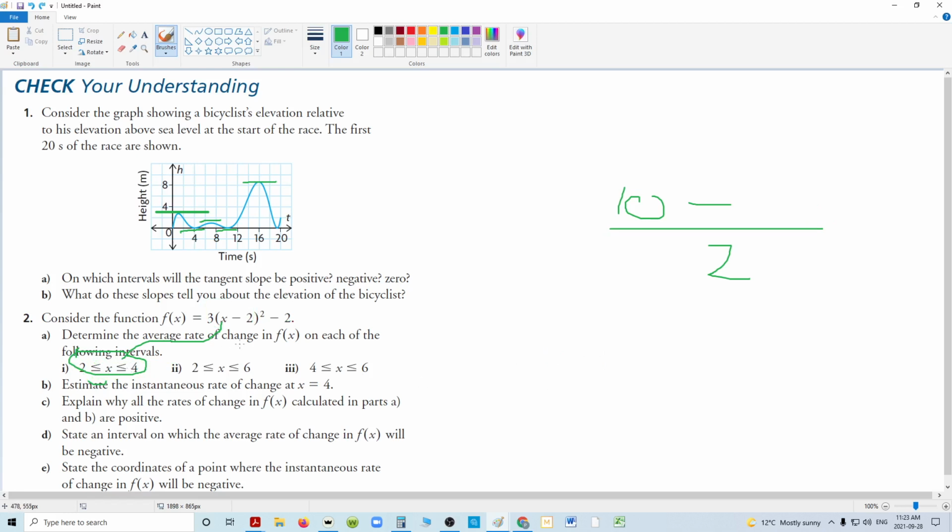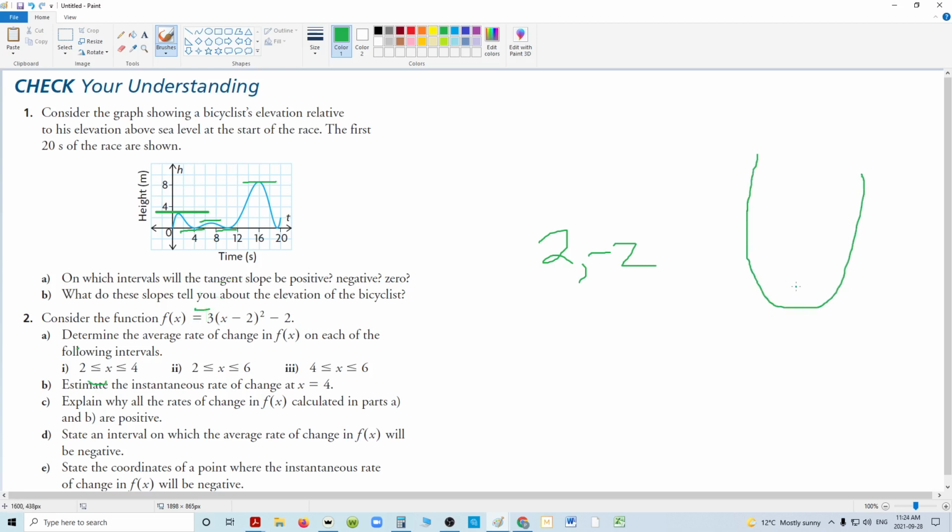And it also helps to note what kind of graph this is. This is a parabola, isn't it? What's the vertex? The vertex is at 2, minus 2. So is it downward facing or upward facing? It's positive 3 here, so it's upward facing. The segment we just took from 2 to 4 is from the vertex to here, and it had a positive slope of 6.